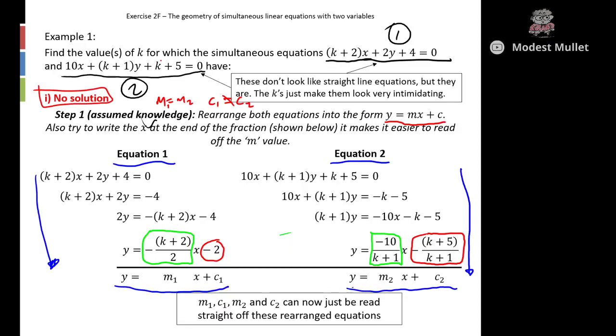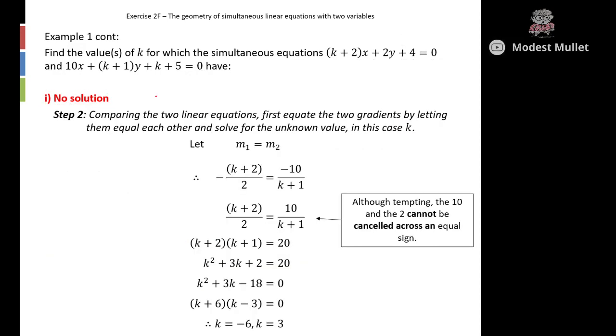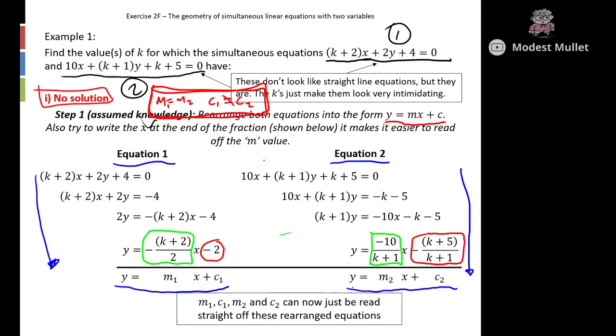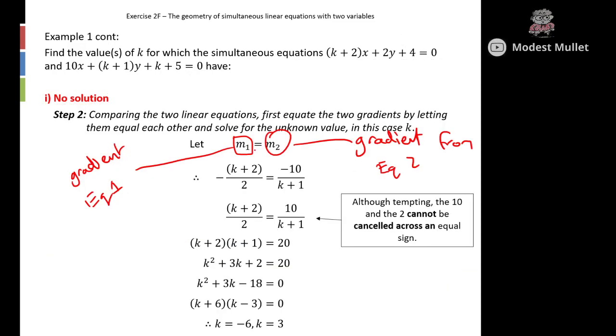Knowing that, and going back to this bit here, this is what we need. We need our m's to equal each other. So step 2 is we let the two gradients equal each other. So m1 is the gradient from equation 1, and over here, this is the gradient from equation 2. We've just taken those two in the green boxes from this step and made them equal to each other. And now we're just going to solve that problem.